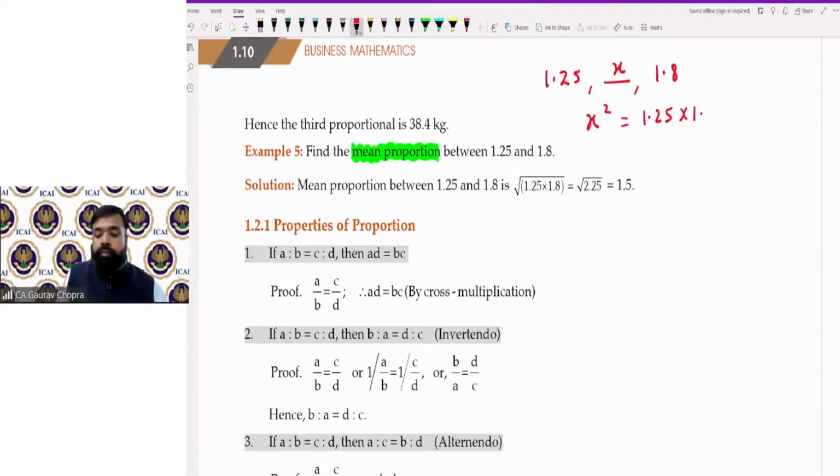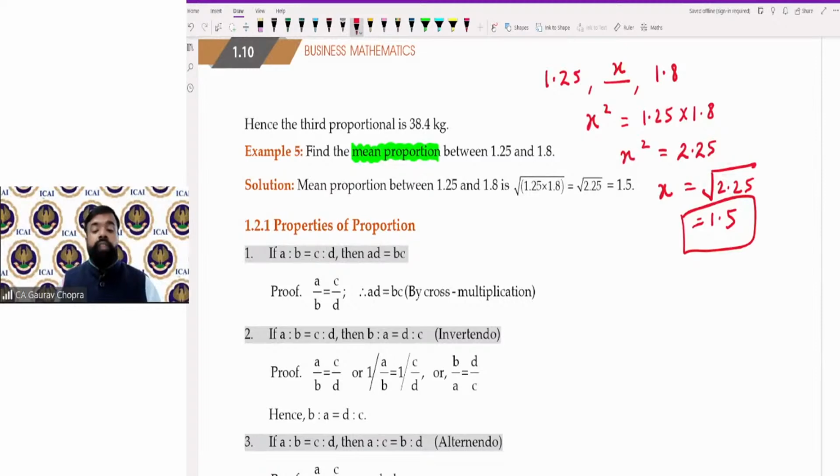Let's simplify. How much are we getting? x square is equal to 2.25. So value of x will be square root of 2.25, which is nothing but 1.5. So 1.5 is the value of x. So this is known as mean proportion. All right. So I think everyone is clear till now.